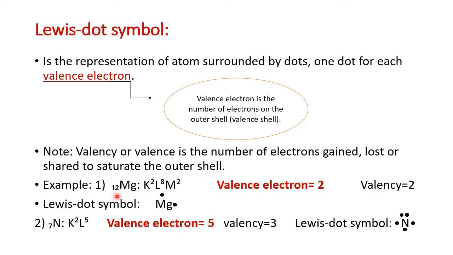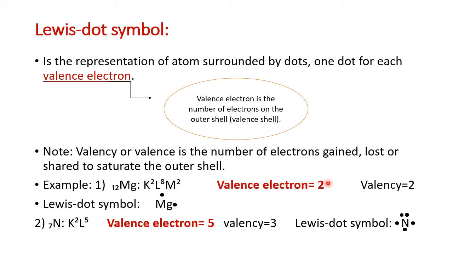Mg12, Z equals 12, or atomic number equals 12. It has the electron configuration K2L8M2. 2 plus 8 plus 2 gives 12, because in a neutral atom, the number of electrons equals the number of protons. So these are 12 electrons. This is the outer energy level, M. It has 2 electrons, so the valence electron is 2, because it is the number of electrons on the outer energy level.